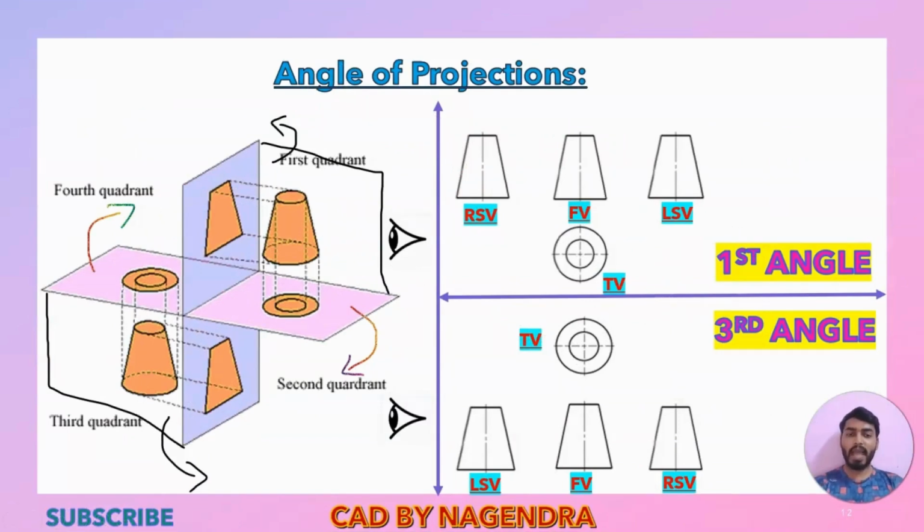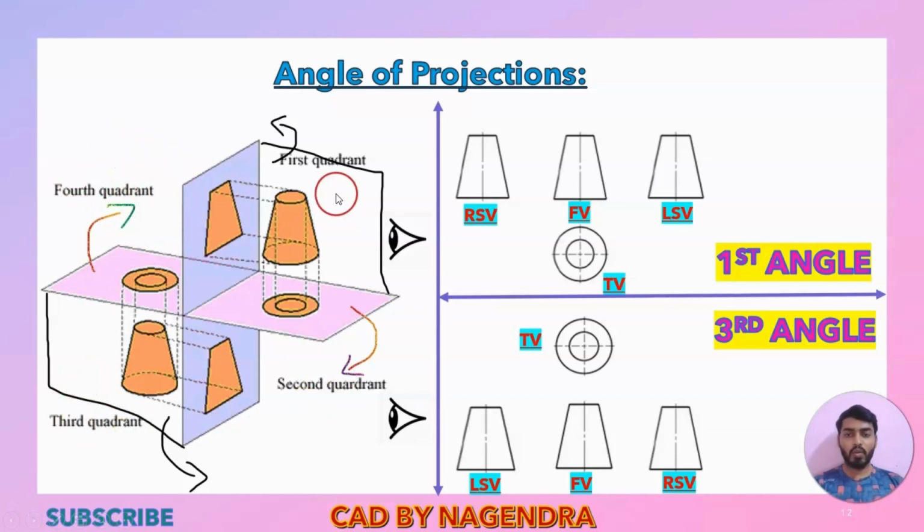So what is meant by angle of projection? Basically, if we have an empty space here, let's assume we have one horizontal plane and one vertical plane, and we have this empty area. With the help of this horizontal plane and vertical plane, we are able to divide this empty space into a total of 4 parts. Those parts we call quadrants. So this is the first quadrant, this is the second quadrant, this is the third quadrant, and this is the fourth quadrant.